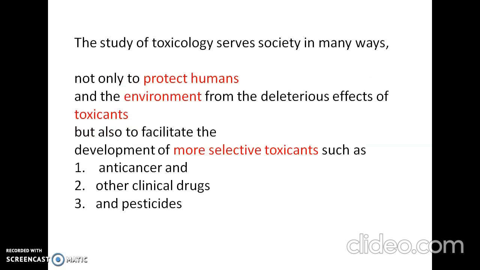The toxicity of substances may serve society in many ways. Not only to protect humans and the environment from the deleterious effects of toxins, but it can also facilitate the development of more selective toxins in some conditions. Even some of the medications we are using employ cytotoxic mechanisms in order to show their response, for example anti-cancer and some other clinical drugs and some pesticides.